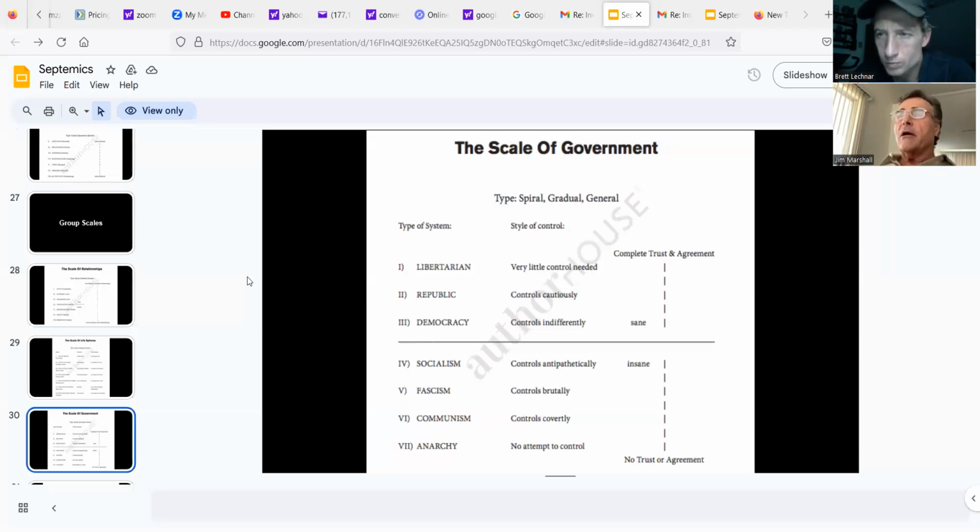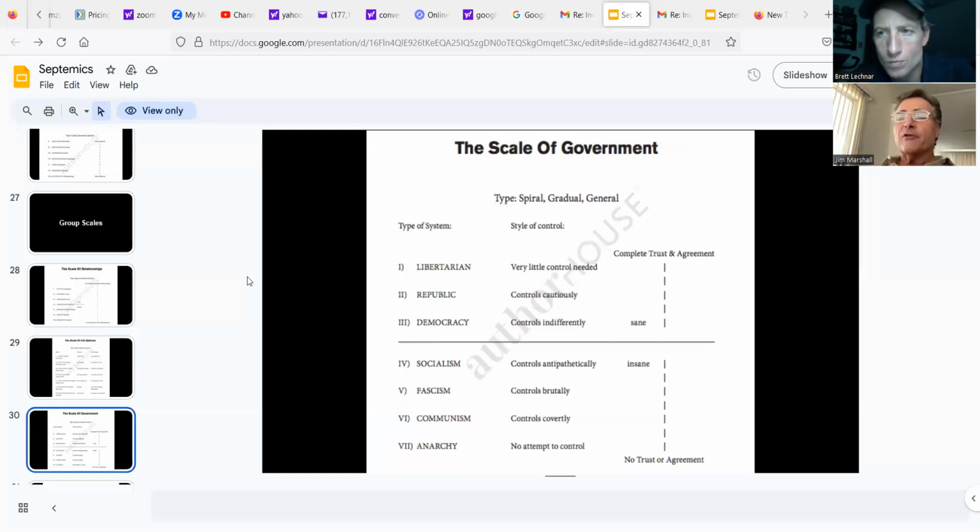So you see, under style of control, there are 7 styles of control. So the lowest one is not even an attempt to control, which is really apathetic. So at that point, there's no agreement and there's no trust.